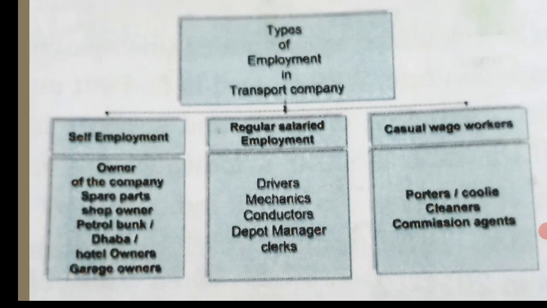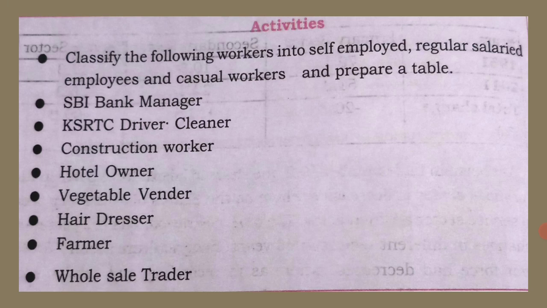Okay, my dear students, see here, in the same manner one activity is given here, and it is your duty. Go through this chart and try to write in your book. Classify these all into self-employed, regular salaried employees and casual workers: SBI bank manager, KSRTC driver and cleaner, construction worker, hotel owner, vegetable vendor, hairdresser, farmer, wholesale traders. These are the people engaged in different work. You have to classify them into 3 groups: self-employed, regular salaried and casual workers. This is homework for you all.